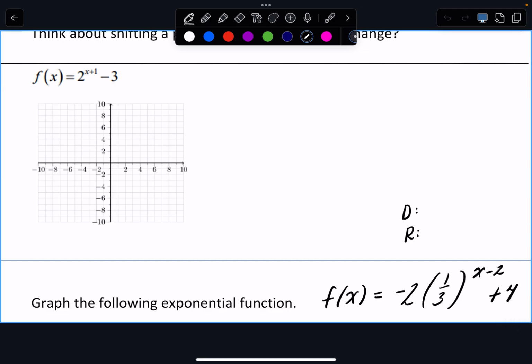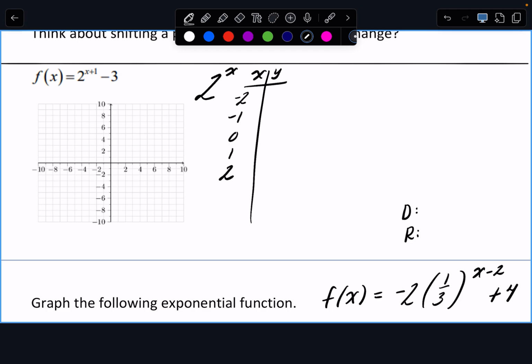This is the process. Take off the shifts and write down the parent function. Isn't it 2 to the x? Yeah. Make an xy chart. So plug in -2, -1, 0, 1, and 2. 2 to the -2 is 0.25. 2 to the -1 is 0.5. 2 to the 0 is 1, 2 to the first is 2, 2 to the second is 4.